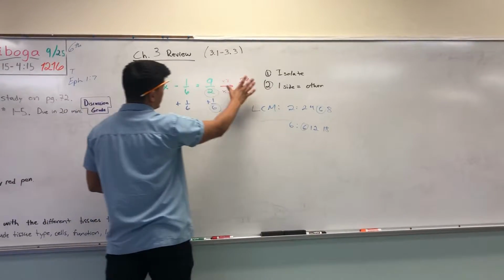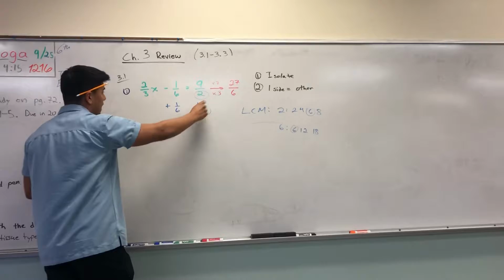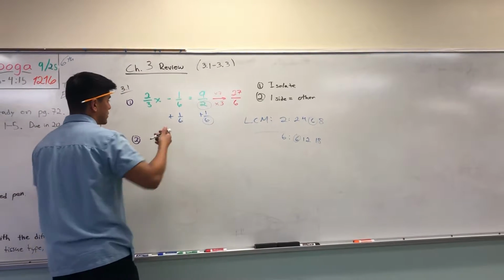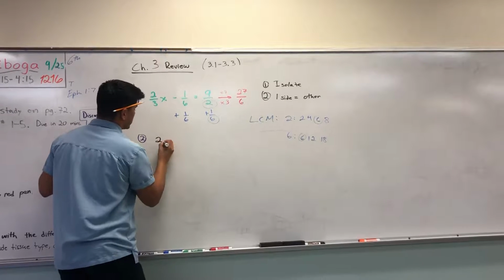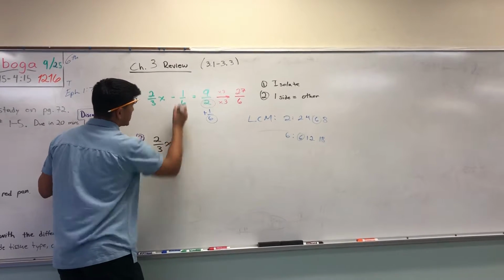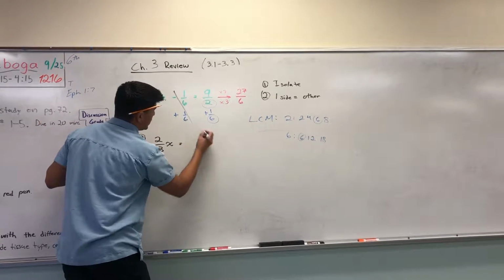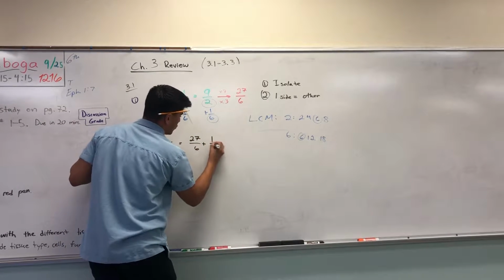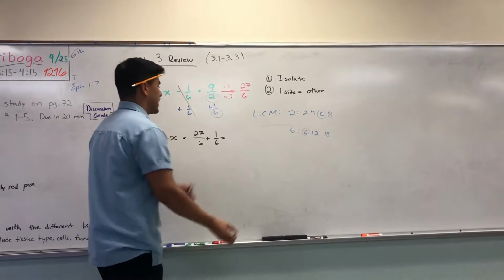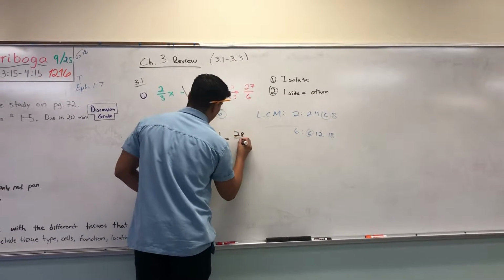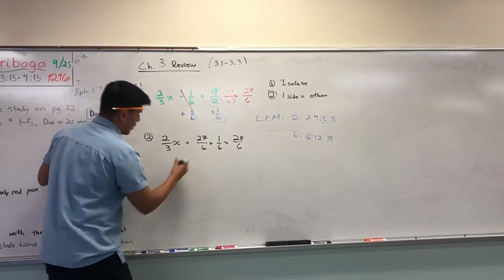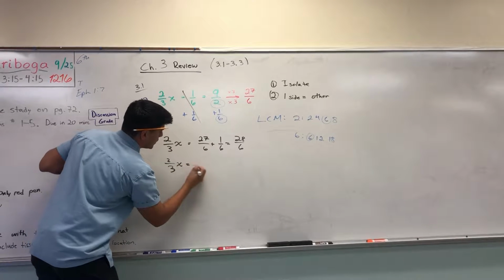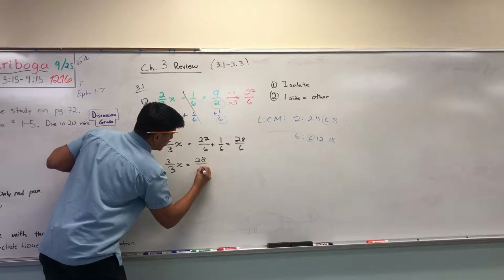And basically, once we find that, now we can add 1 over 6 to 27 over 6. So our new equation is going to look like this: 2 over 3x, this cancels out, equals whatever 27 over 6 plus 1 over 6 equals. And that's going to give you 28 over 6. Okay? So our equation is 2 over 3x equals 28 over 6.